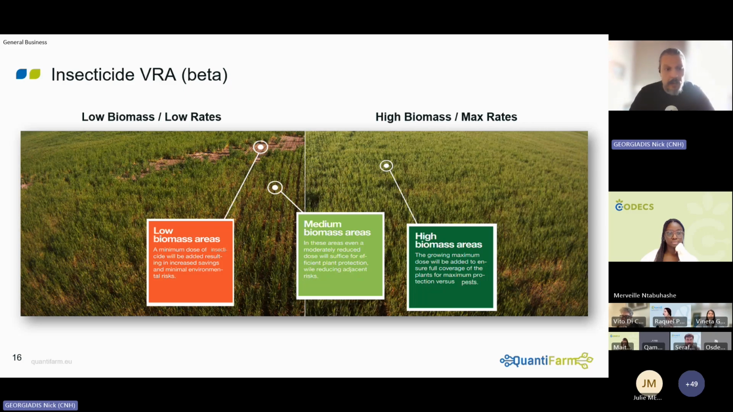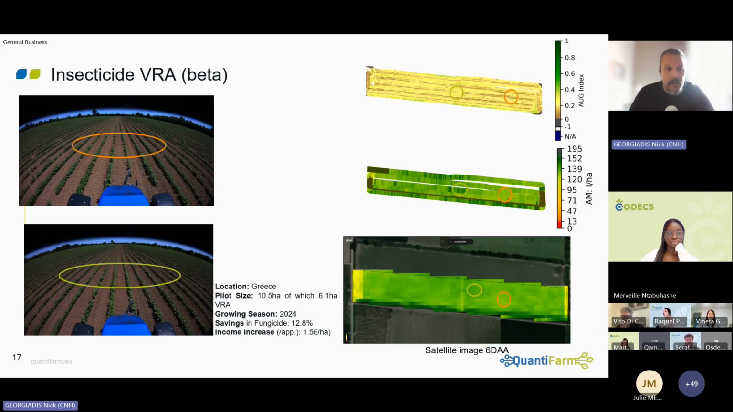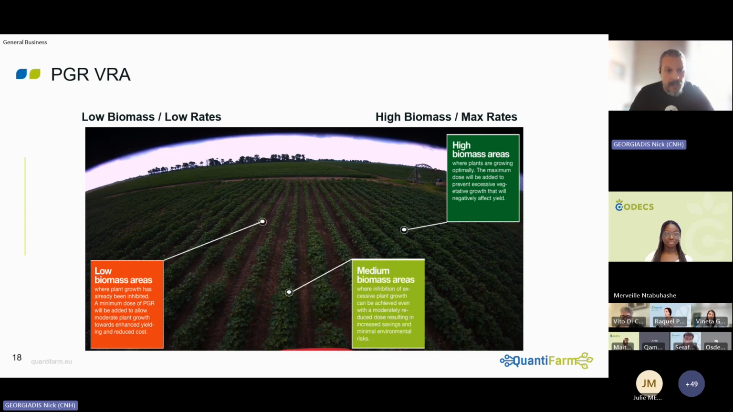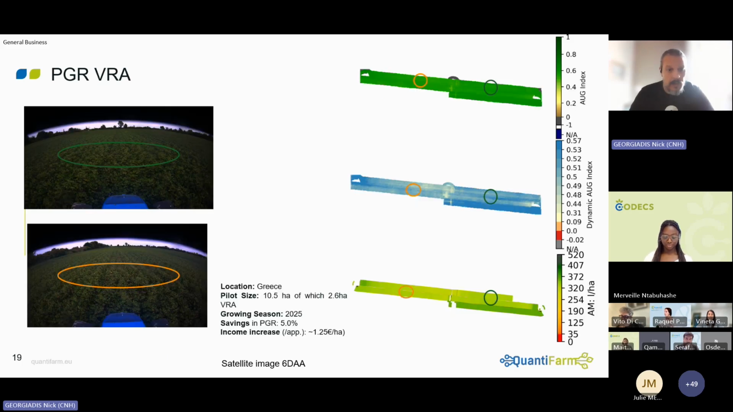The same thing happened with the insecticides. In this case, it's a biomass-related algorithm. As you can see here, we had really good savings, almost 13%, which in this case was 1.5 euro per hectare, and that was only for one application. Same thing with plant growth regulators. Also good savings here, 5%. That means 1.25 euros per hectare.